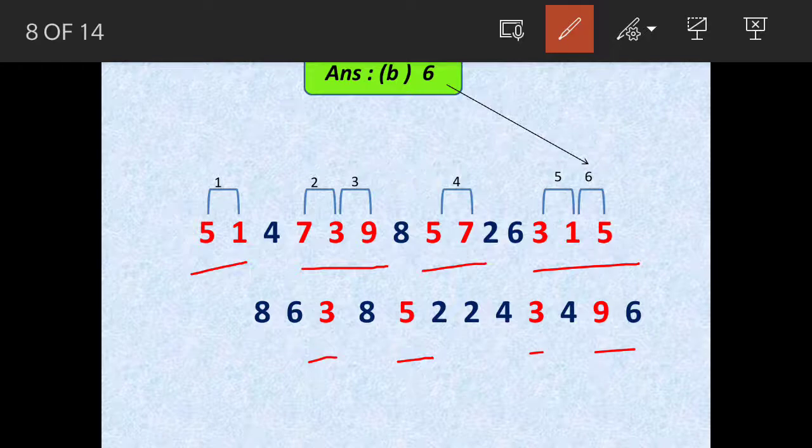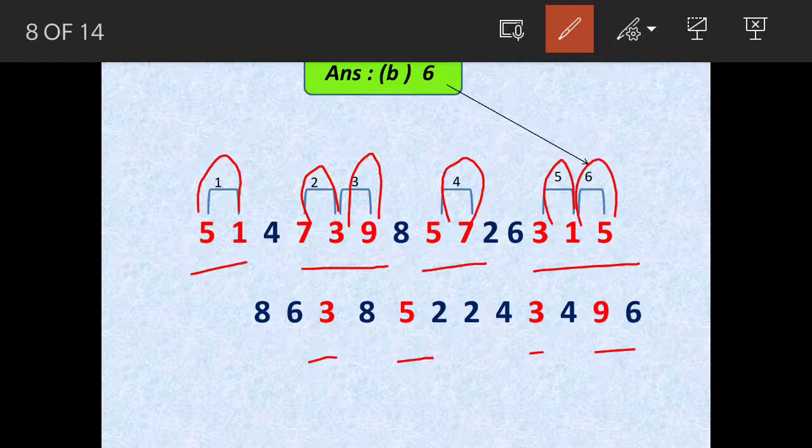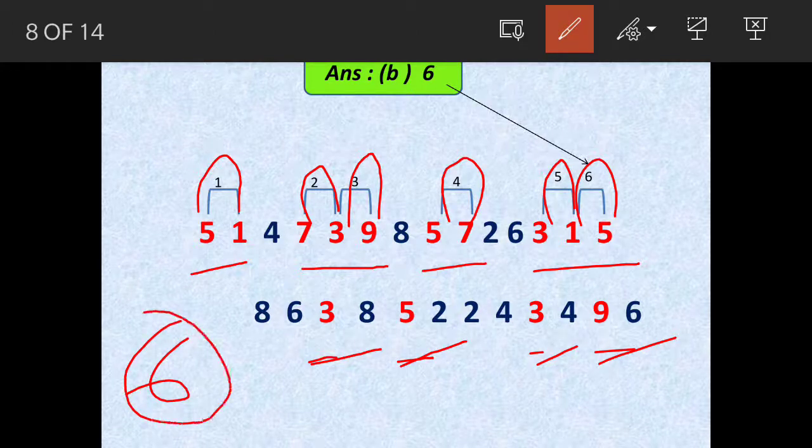So 5 and 1 is one pair. 7 and 3 is the second pair. 3 and 9 is the third pair. 5 and 7 is the fourth pair. Likewise 3, 1 and 1, 5. So in total 6 pairs are there, because 3 and 8 don't meet the criteria. 5 and 2, 3 and 4, 9 and 6 all have an even number after the odd number. So we have in all 6 such pairs which are followed by odd numbers. That is our answer.